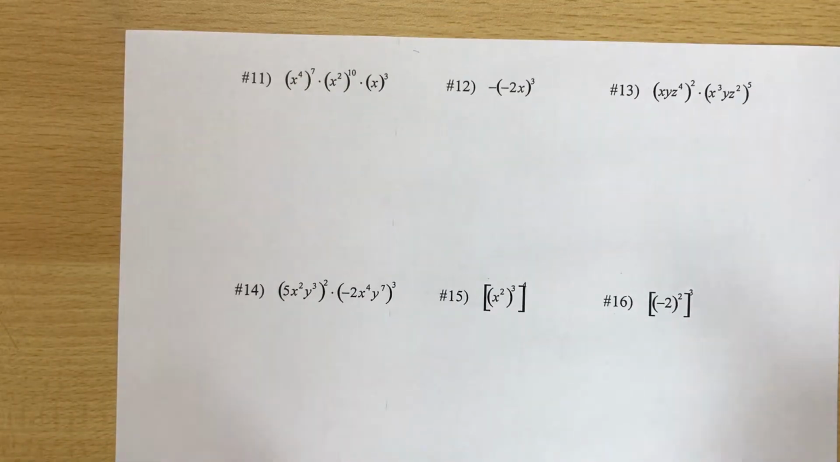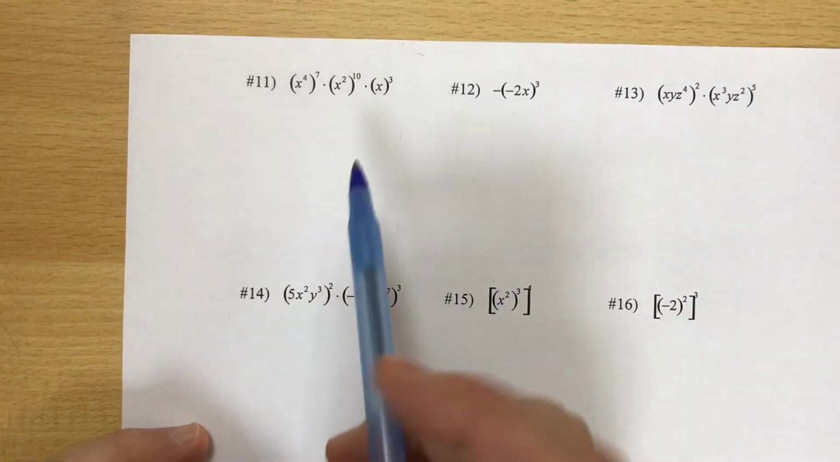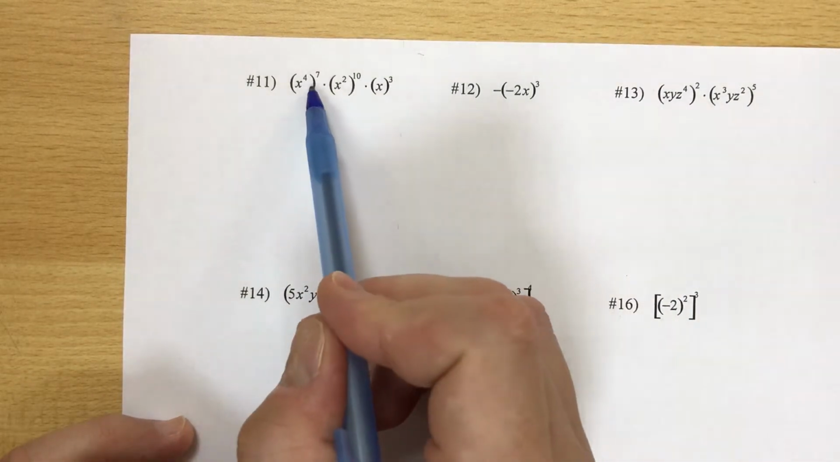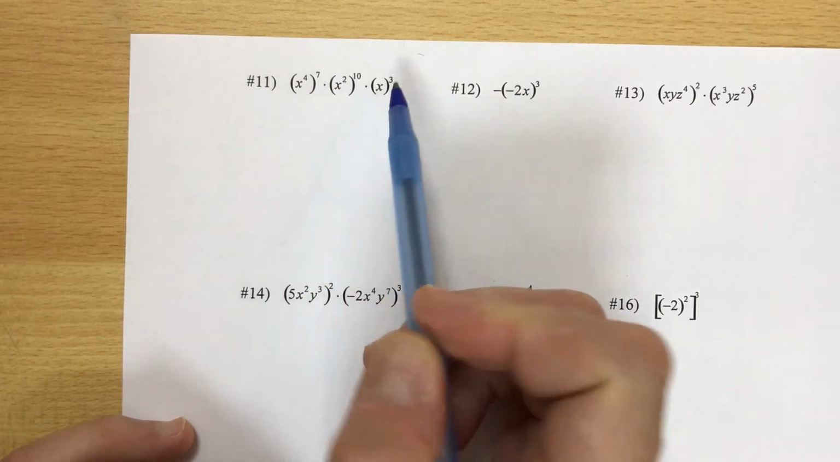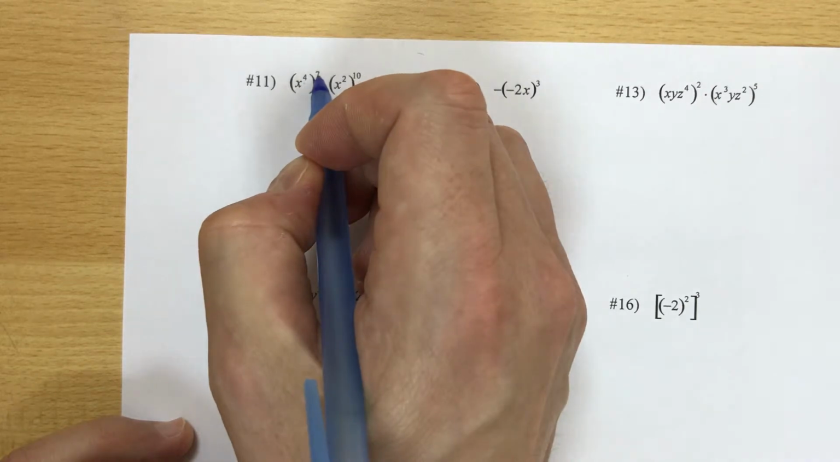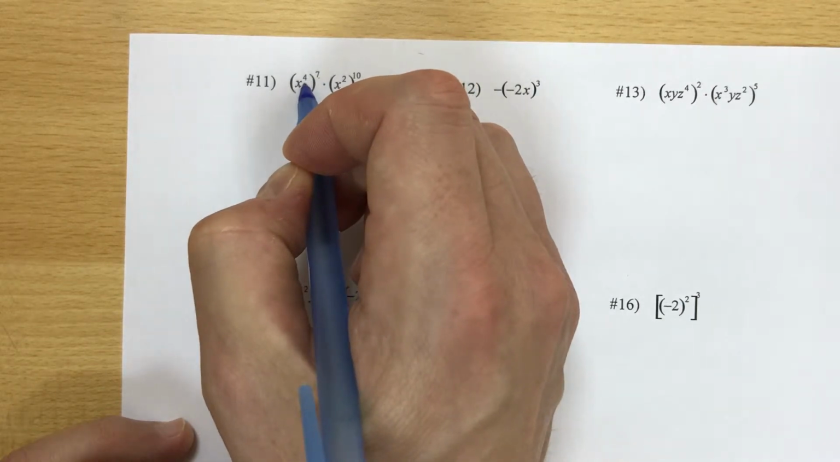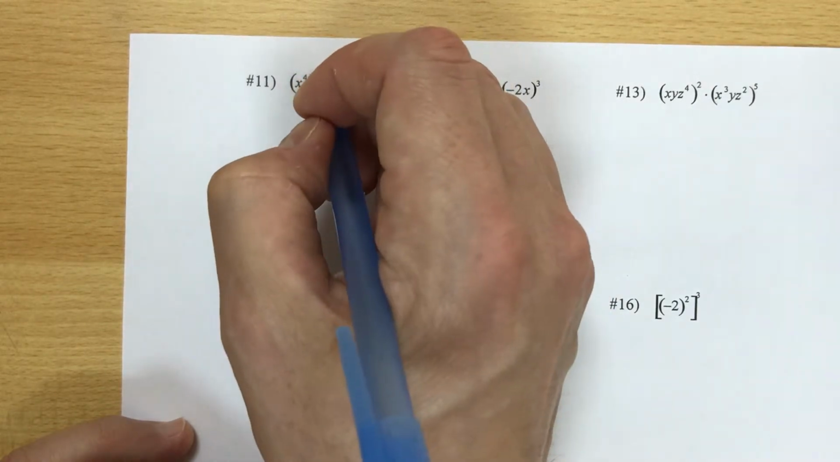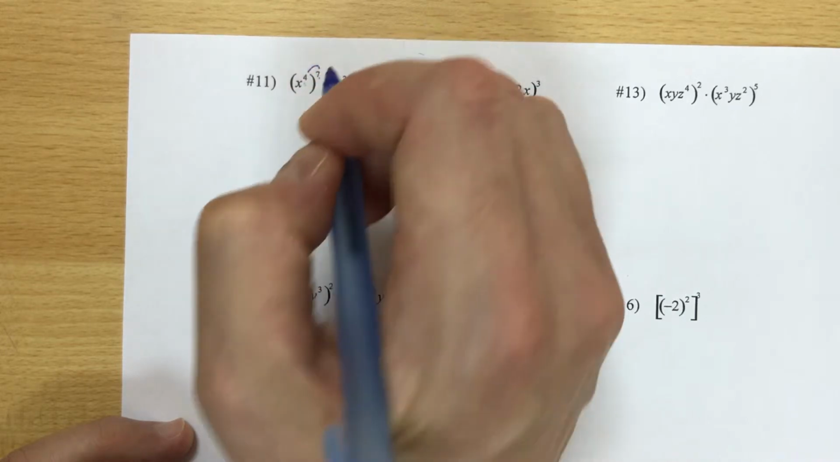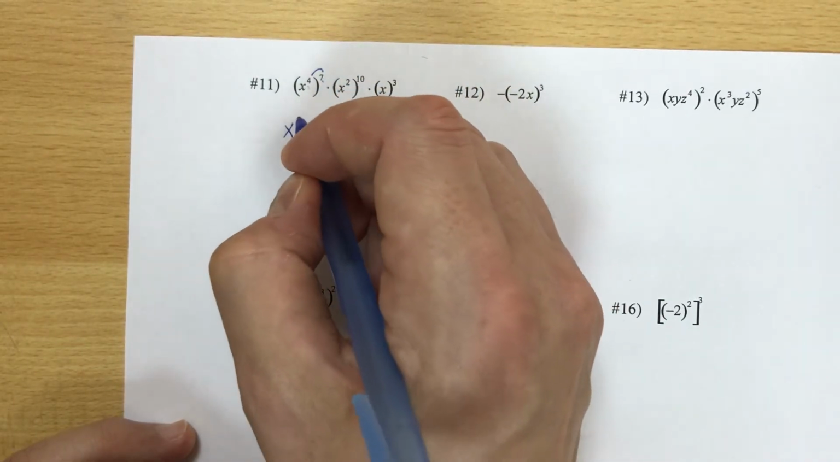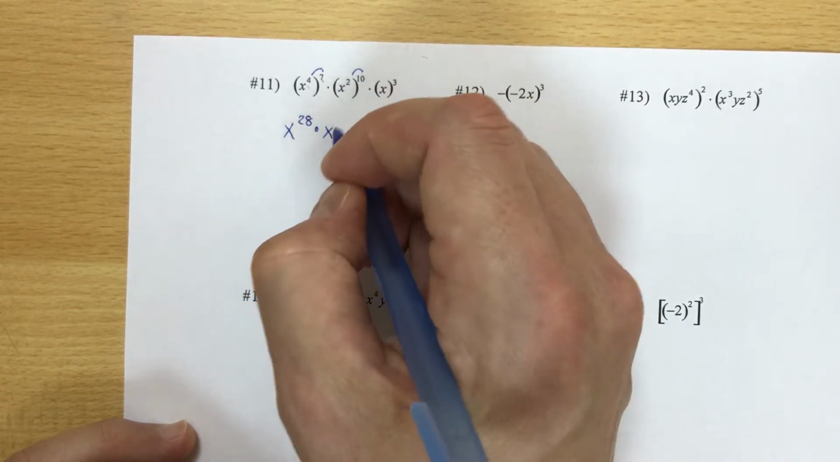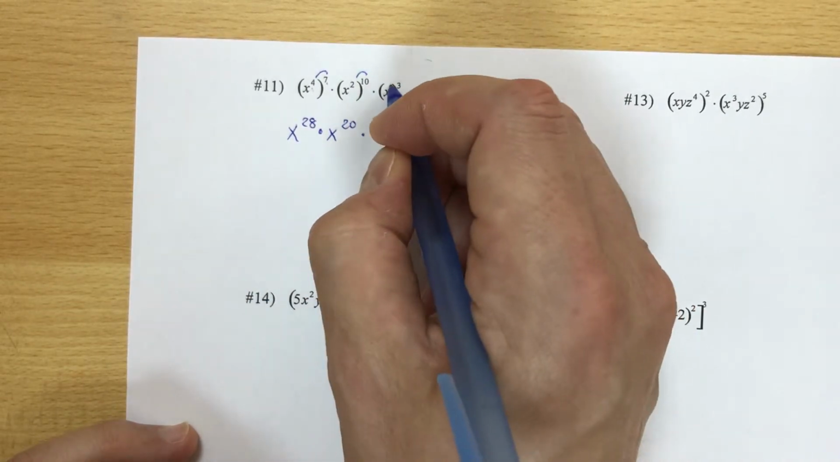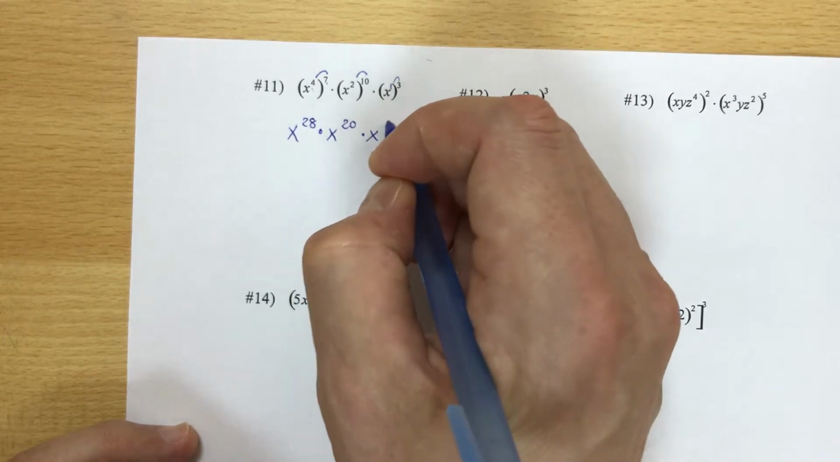And okay, now it's going to start getting longer, but that's not harder. It just means there's more work to do. What I want to do is take care of parentheses first. So if I have outside exponents, if I have something in parentheses raised to a power, I need to distribute that outside exponent. So that's x to the 28th times x to the 20th times, that's x to the 3rd.